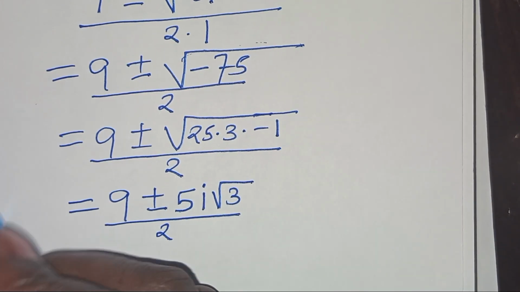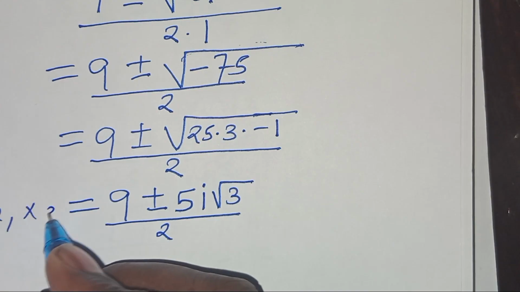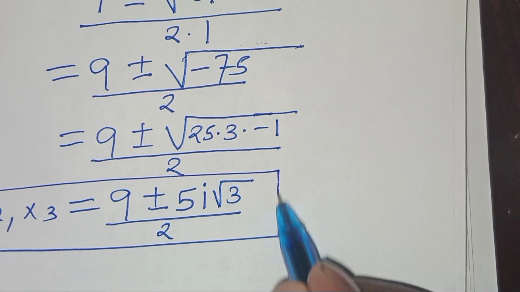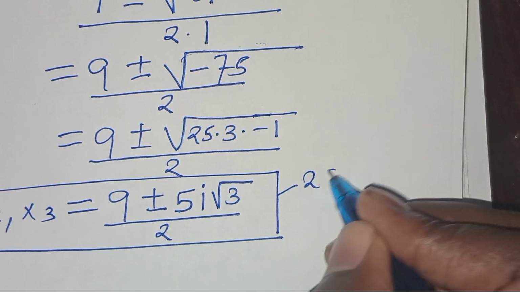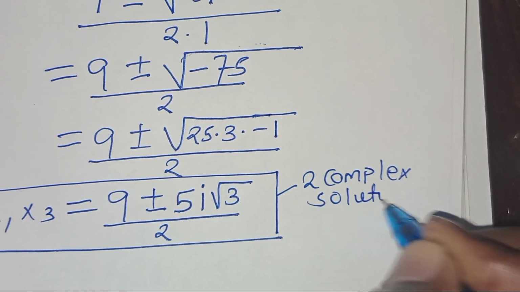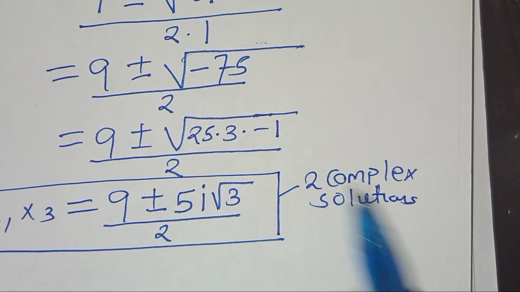So this is what is x2, x3. So these are two complex solutions here. These are two complex solutions for case 1. So let's proceed to case 2.